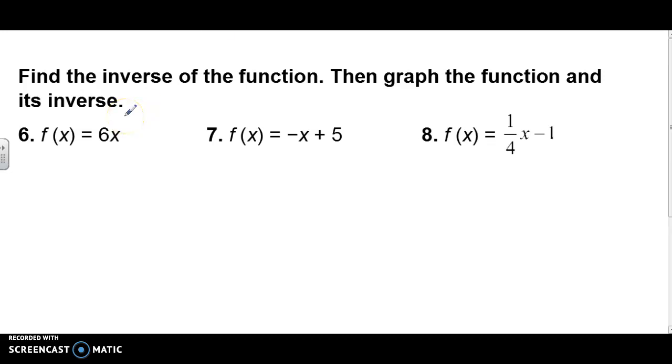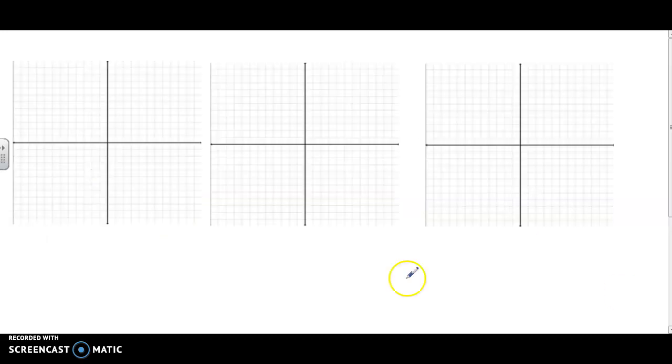Okay, so for number 6 here, I'm going to switch the x and the y first. I'm going to do things a little bit different here because this is the faster way to do it. You switch the x and the y first, and then you just solve for y, and you get y equals 1/6x, or x over 6. So if I was going to graph these two, the first one I would graph is f of x equals 6x. So that means I have a point at 0, 0, 1, 2, 3, 4, 5, 6.